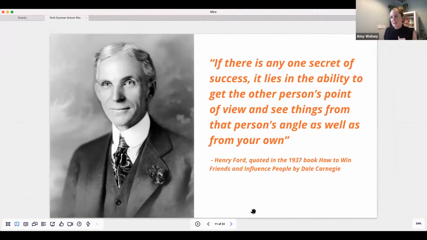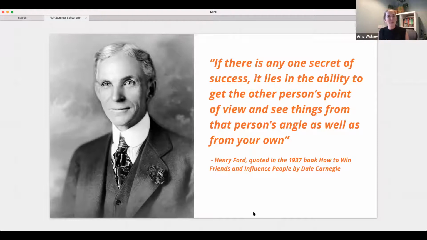And I'll continue into sort of explaining that, which is, if there's any one secret to success, it lies in the ability to get the other person's point of view and see things from that person's angle as well as your own. So yes, we can ask opinions, but it's about understanding what they really mean and where those opinions come from. And by learning different perspectives and getting that feedback from a range of different people, it really helps to improve an experience or build something that will be accessible, that will talk to lots of people and support lots of people's needs, as opposed to just wanting to make it faster or just wanting to make it a different color.